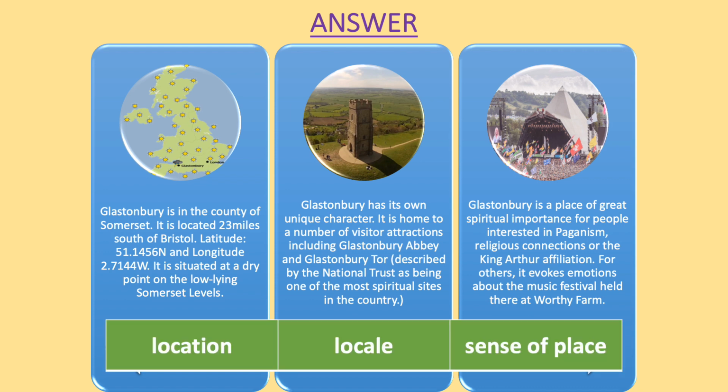As you can see, location is referring to places in terms of where they are in relation to other places, or where they are on a fixed point on a map, or where they are in terms of physical characteristics, such as the low-lying Somerset Levels. Locale talks about Glastonbury having its own character, where sense of place is the significance people attach to that place.